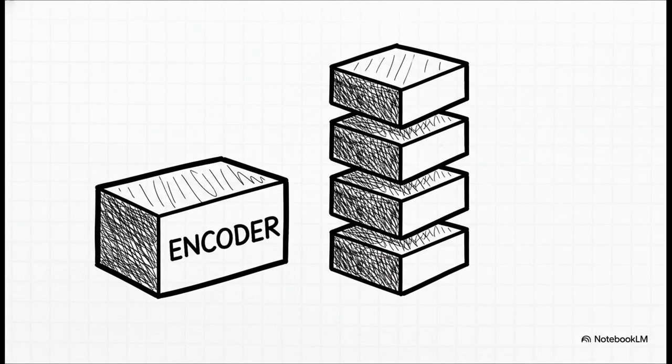Now, each of these components isn't just one thing. It's actually a stack of identical layers. The original paper used a stack of 6. So let's zoom in on a single one of these encoder layers. It's got two key parts. First, the star of the show, the self-attention mechanism. And second, a pretty standard feed-forward neural network that takes the output from the attention layer and does some more processing. It's the interplay between these two that really starts to create the magic.